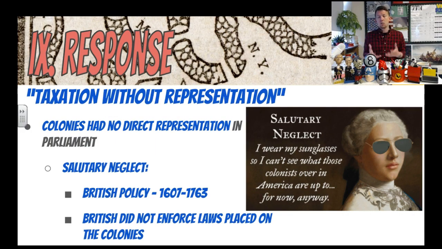Now, the response, well, for the colonists, they come up with the famous slogan, "No taxation without representation," meaning that they had no legal representation in Parliament. Parliament being that legislative body in Great Britain, they had nobody sitting in Parliament who could actually vote for these things. So they had no voice, they felt.